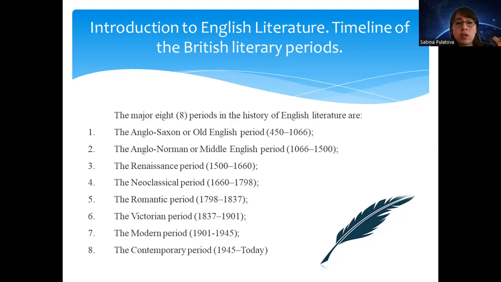The fifth period is called the Romantic period, which began in 1798 and lasted till 1837. The sixth period is called the Victorian period, which began in 1837 and lasted till 1901. The seventh period is called the Modern period, which began in 1901 and lasted till 1945. The last period is called the Contemporary period, which began in 1945 and lasts till today.